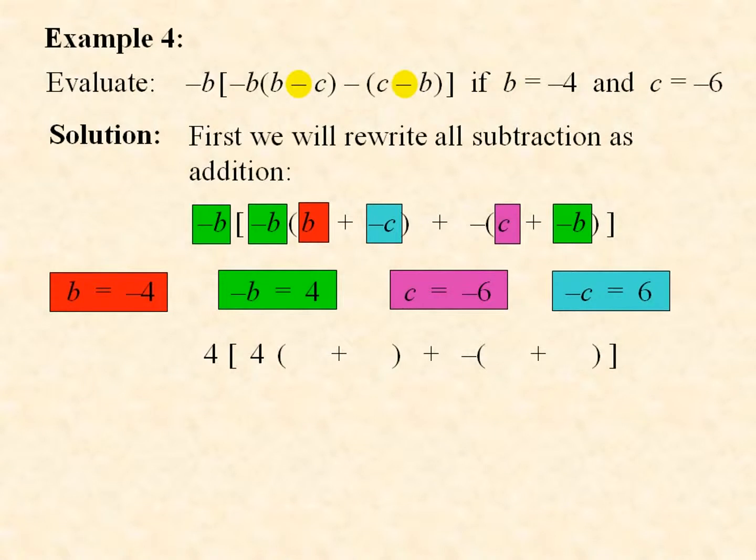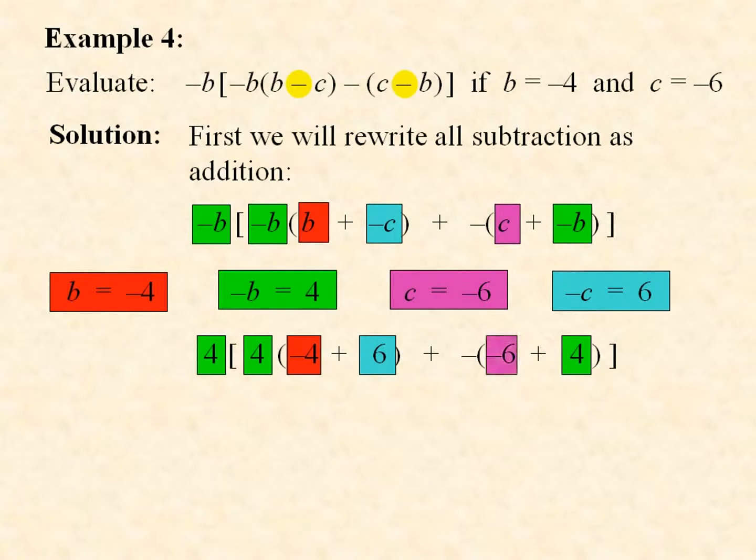We have 4 wherever we see the opposite of b. Then we have negative 4 where we see b. And 6 where we see the opposite of c. And negative 6 where we see c. So we work out within the parentheses inside the brackets. The negative 4 plus 6 is 2. The negative 6 plus 4 is negative 2, and we have the opposite of that. That's why we have positive 2 there at the end.